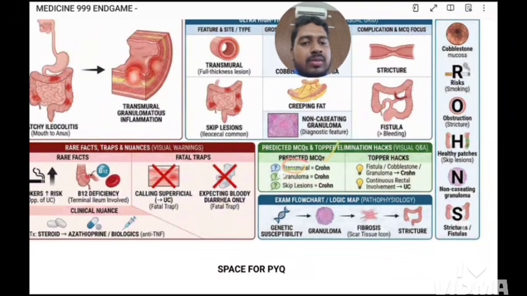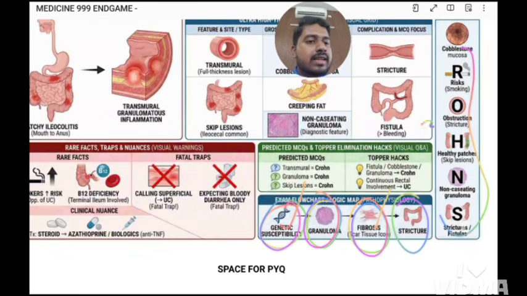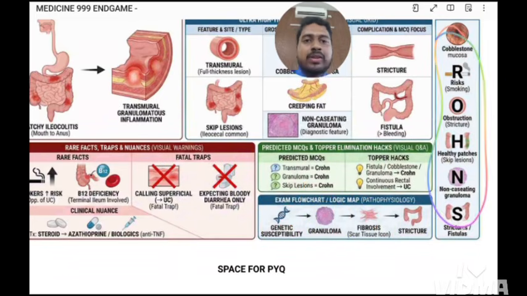Now transmural is Crohn's, granuloma is Crohn's, skip lesion is Crohn's, fistula, cobblestone is Crohn's, continuous rectal involvement is ulcerative colitis. Okay. So initially there will be a genetic susceptibility which leads to granuloma, which leads to fibrosis, which leads to stricture. This is the whole pathophysiology, and here is the visual mnemonic to remember it.